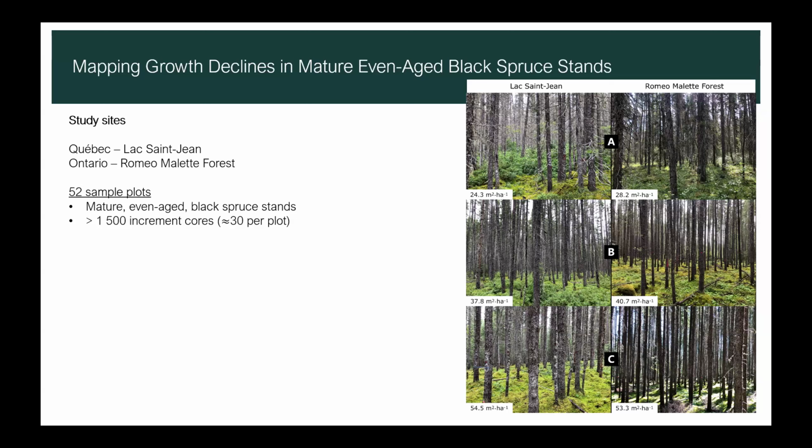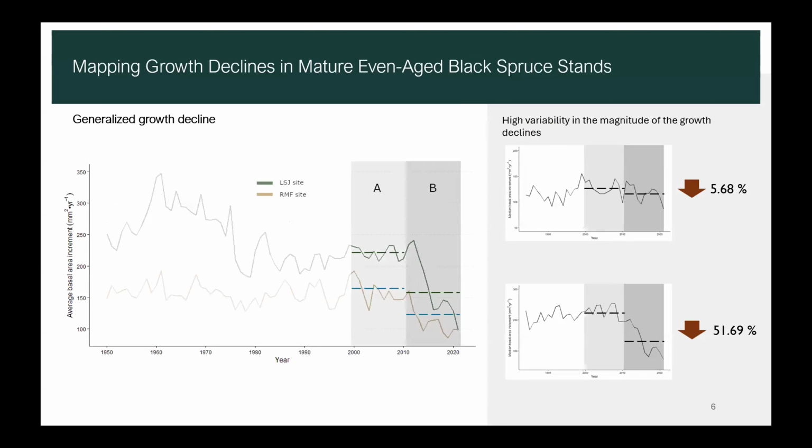In each of these plots, we collected around 30 increment cores, for a total of more than 1,500 increment cores that we analyzed in the lab to build these average site series that you have on the left. So you have the Lac Saint-Jean and the Romeo Mallet site. What we noticed immediately when looking at these series is the generalized growth decline, at least when we look at the average series over the last maybe 10, 15 years. So starting in 2011 onwards, maybe, in both sites.